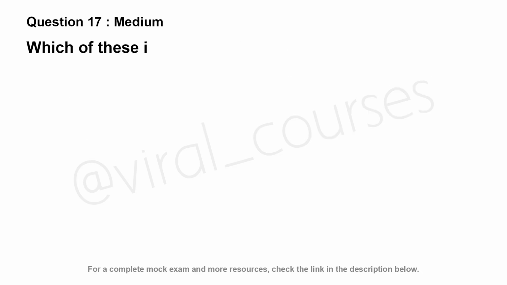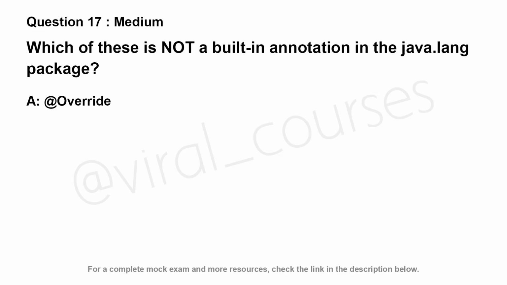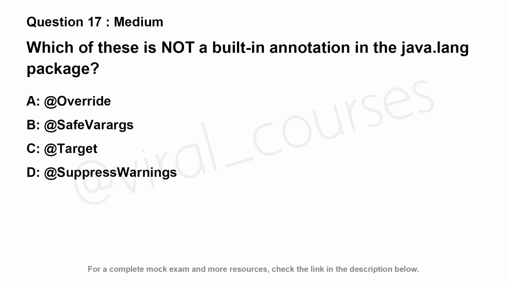Which of these is not a built-in annotation in the java.lang package? Option A, @Override. Option B, @SafeVarargs. Option C, @Target. Option D, @SuppressWarnings.